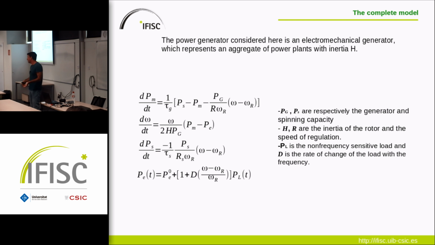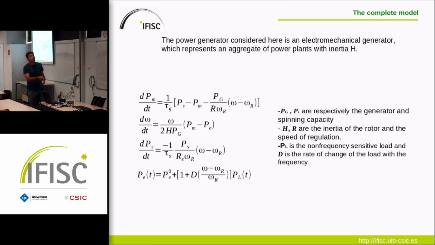Part of the consumption is frequency sensitive. For instance, the power of a resistance does not depend on the frequency. But there are some machines, in particular synchronous motors, machines which are rotating in synchrony with the frequency. When the frequency changes, their power changes also. So the power depends on the frequency.